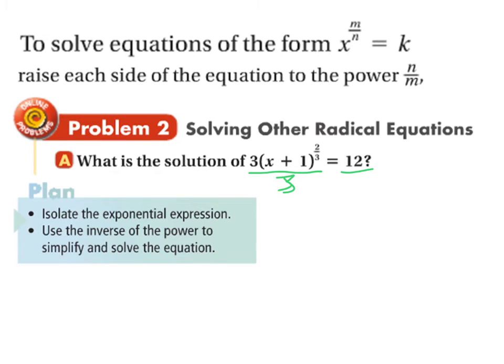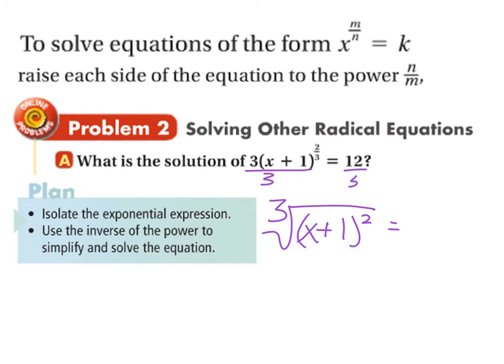I swore I wrote a 3, it just didn't look like a 3 when it came out. So dividing by 3, at the risk of doing too much at once, I'm going to go ahead and switch from rational exponent form to radical form. So this would be the cube root of x plus 1 squared. And that's going to equal 12 divided by 3. So that's going to equal 4.